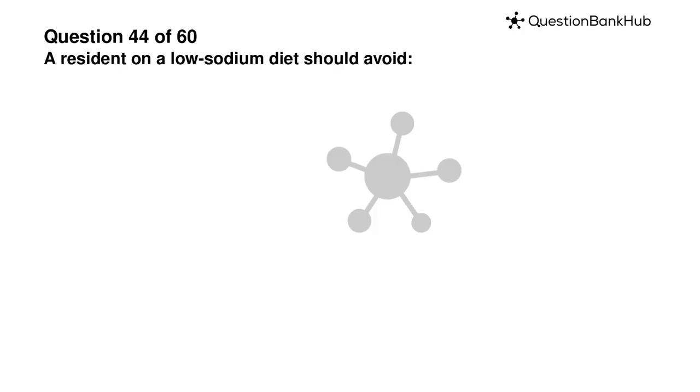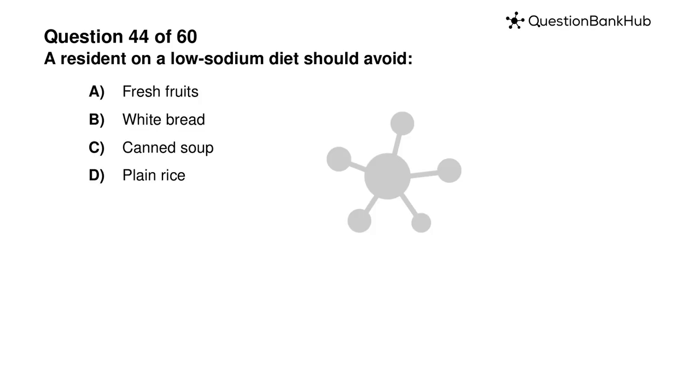Question 44. A resident on a low-sodium diet should avoid: A. Fresh fruits. B. White bread. C. Canned soup. D. Plain rice.